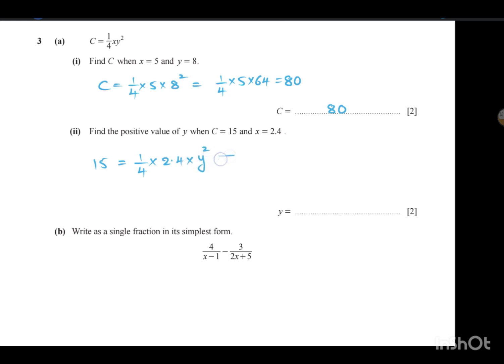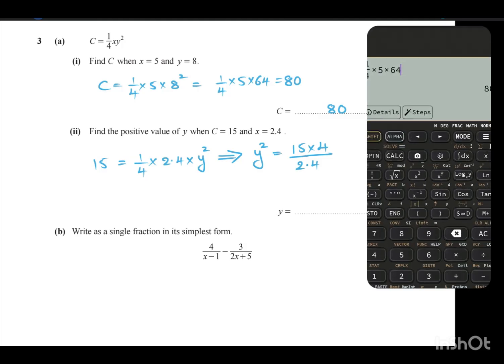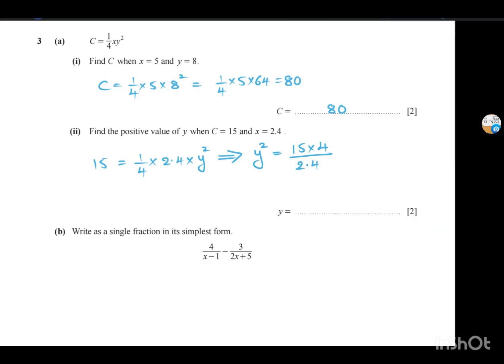as it is. Using the transposing method, keeping y square on the one side of the equation, you need to bring all the other numbers to the other side of the equation. So 2.4 will be divided because it's multiplying on the one side. The other side it will be divided and 4 will be multiplied. So just take that. And okay, let me put the y directly. We need y only. So square root of 15 into 4 by 2.4.